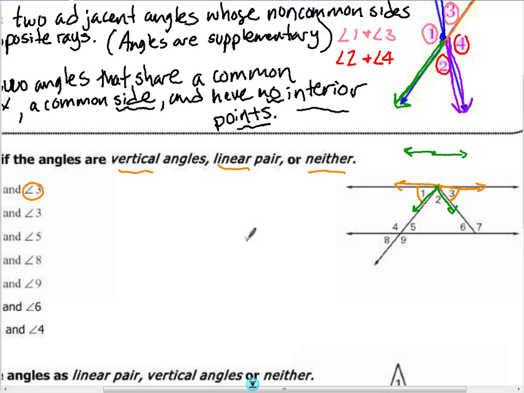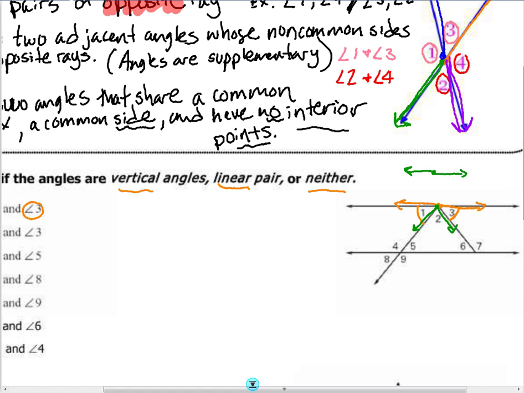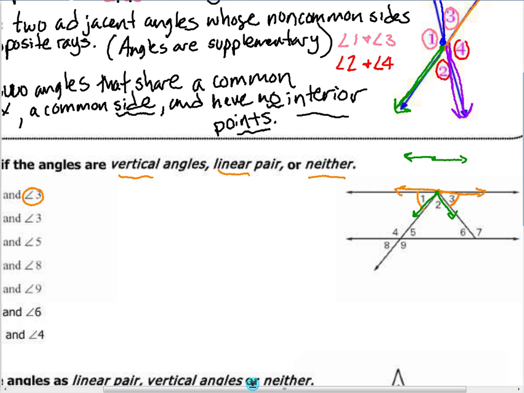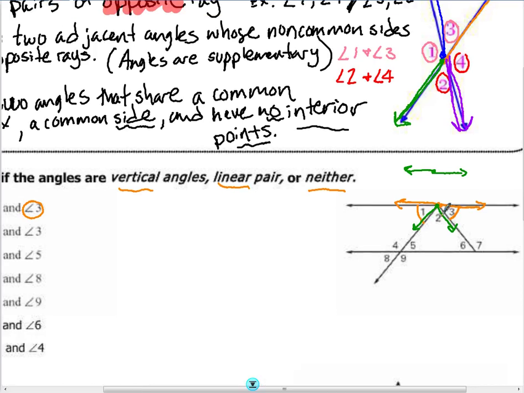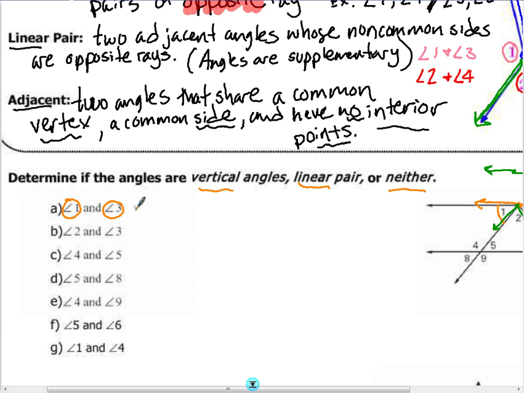Now to see if they form a linear pair, I need to have two adjacent angles whose non-common sides form opposite rays, and they have to be adjacent, meaning they have to share that common side. When I look at this, they do have a pair of non-common sides that are opposite rays, right here in orange. However, when I look at my green rays, they don't share that ray. They have angle 2 in between them. So this is an example where they are not a linear pair, they're not vertical angles, so therefore angle 1 and angle 3 would be neither. Neither.